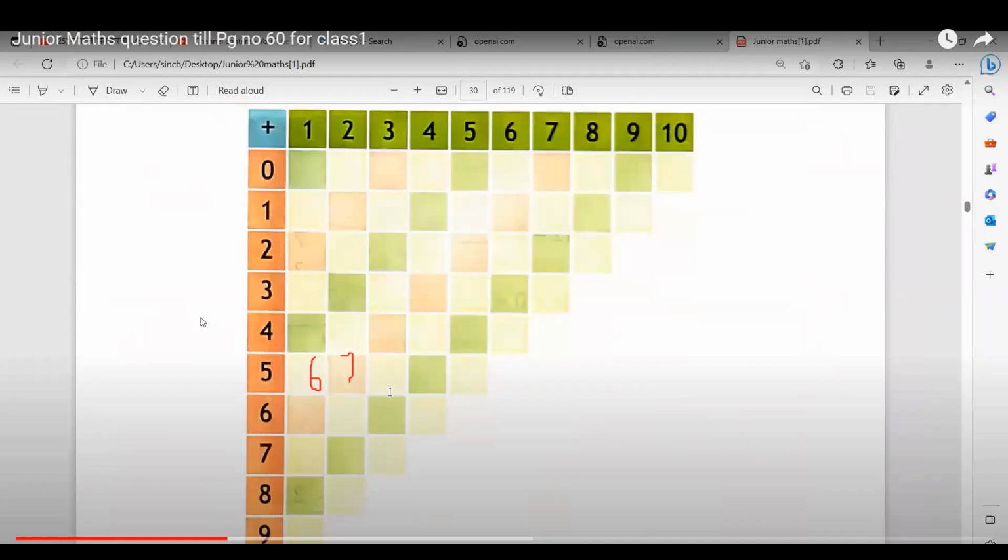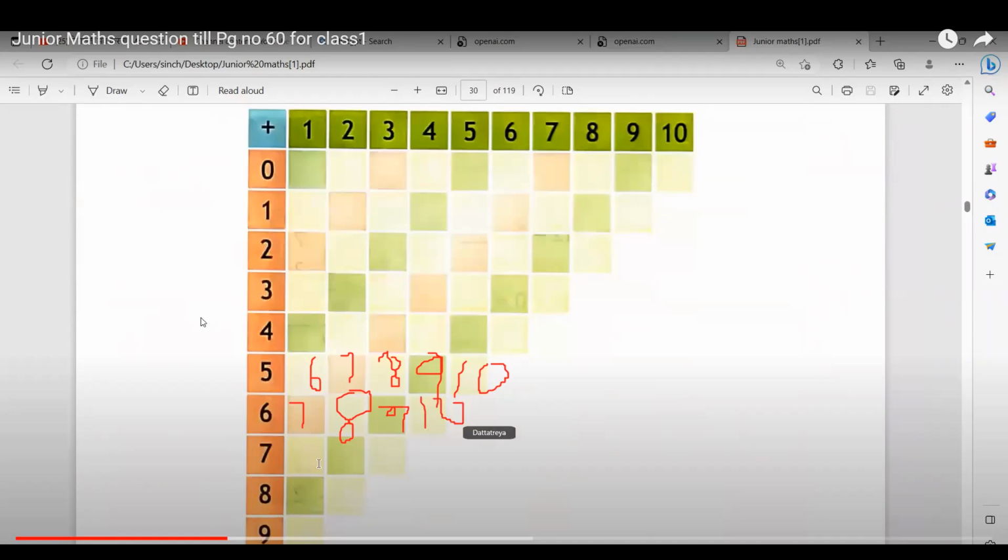5 plus 3 is 8. Write it here, beta. Very good. The next one? 5 plus 4 is 9. Very good. The next, 5 plus 5 is 10. Very good. This one, beta? 6 plus 1 is 7. 6 plus 2 is 8. Very good. The next one? 6 plus 3 is 9. Write it here. 6 plus 4 is 10.